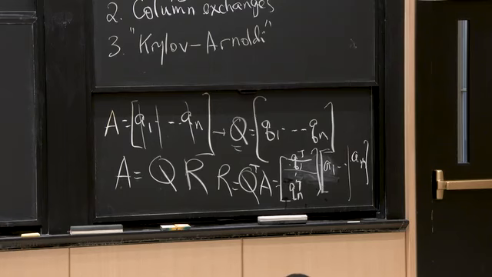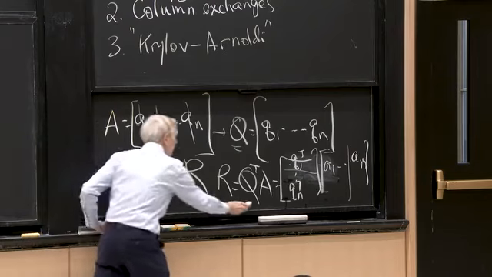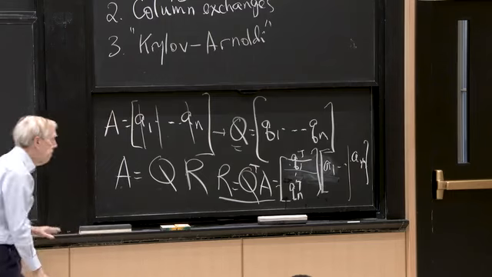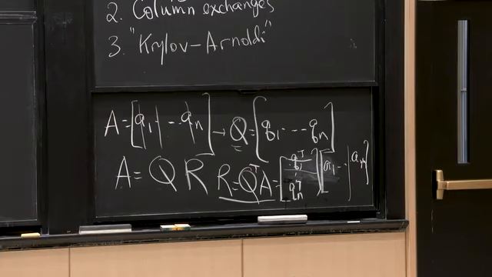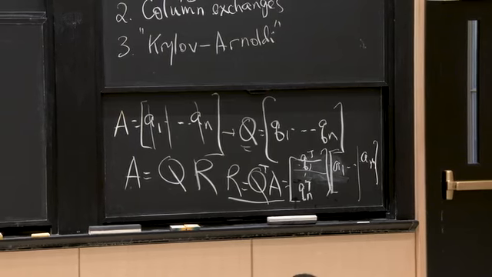Because Q is an orthogonal matrix, we were able to put it over here, get a nice expression for R and see what it really is. So R, you could do R at the end, but it's just the inner product of the q's with the a's.